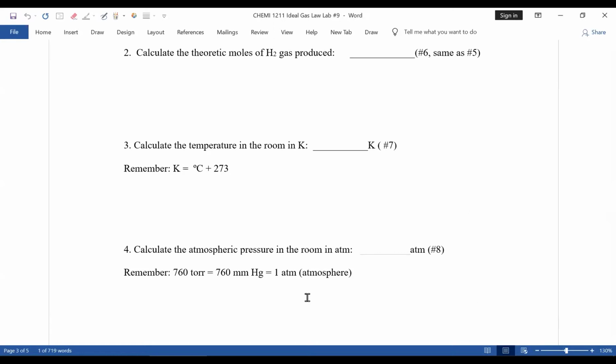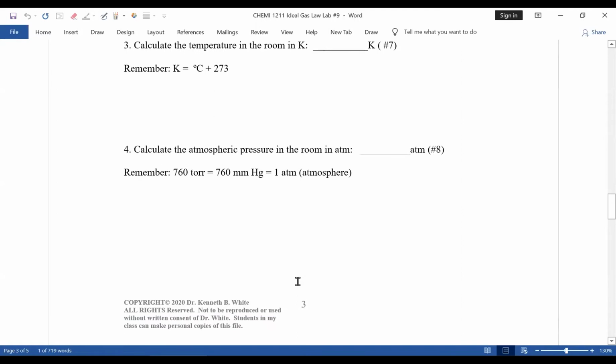If you have problems doing this, come to my office hours Monday night. I'll help you out, but you should be able to do this. I did this calculation already in class, actually in Zoom.